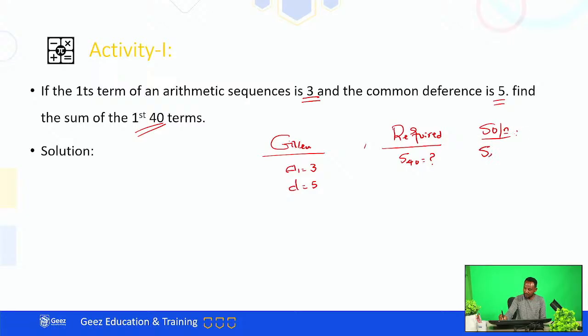we have the formula for the sum of the first 40 terms of an arithmetic sequence. Let's write the formula first to understand once again. Sn is n over 2 into twice of A1 plus (n minus 1) multiplied by d. This is the formula, isn't it? So S40 is the question, the sum of the first 40 terms of an arithmetic sequence.